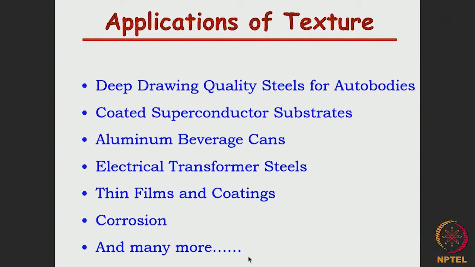When we talk about deep drawing quality steels for automobiles, we find that steels which have sheets having grains with their 1-1-1 planes parallel to the sheet plane will be better for deep drawing quality steel. So there is a need for production of a sharp texture in the deep drawing quality steels for auto bodies.